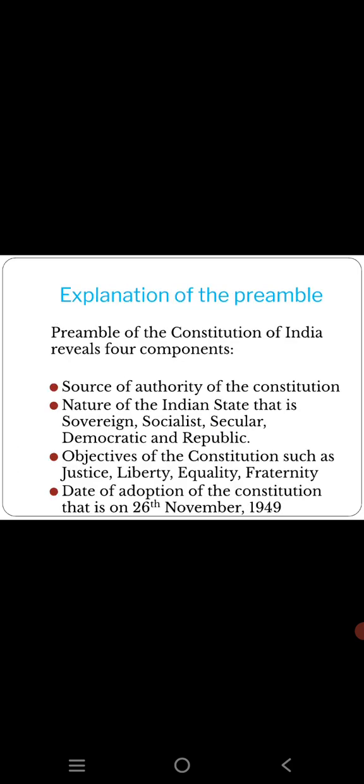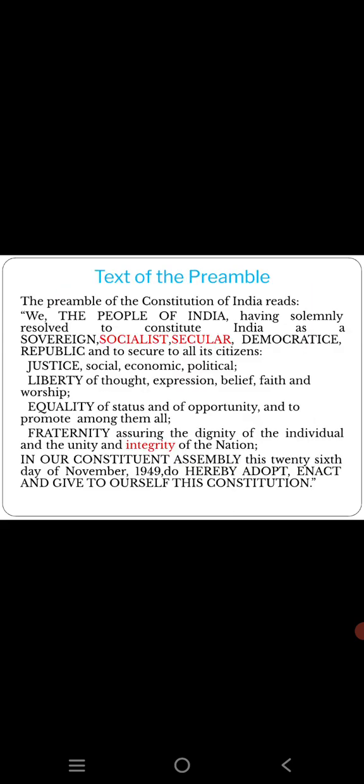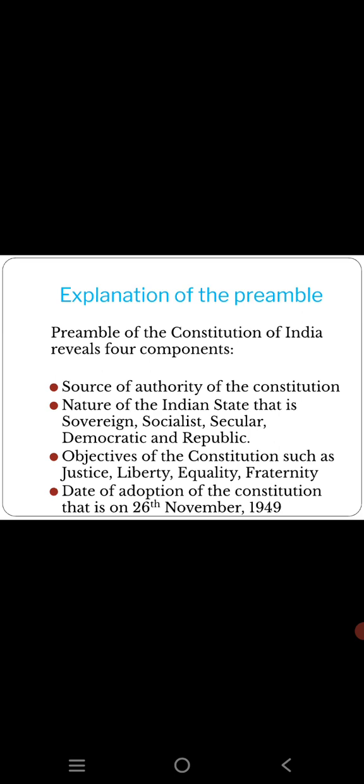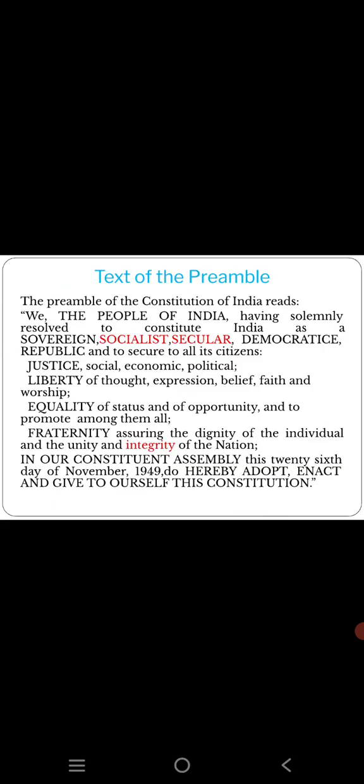Next, the preamble also reveals the objective of the Constitution. That means the objective of the Constitution of India is to establish justice, that is social, economic and political justice, liberty of thought, expression, belief, faith and worship, equality of status and opportunities, and to promote among them all fraternity. Next, it also reveals the date of adoption of our Constitution: the Constituent Assembly adopted the Constitution of India on 26th November 1949. So mainly these four components are revealed in the preamble.